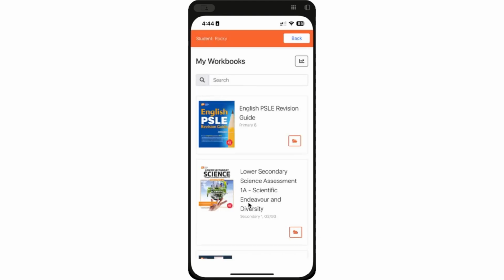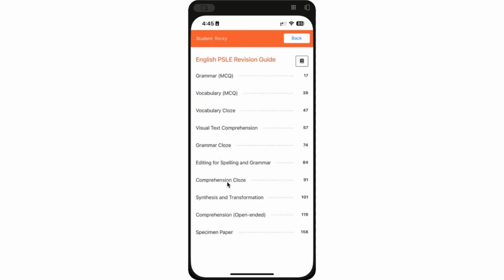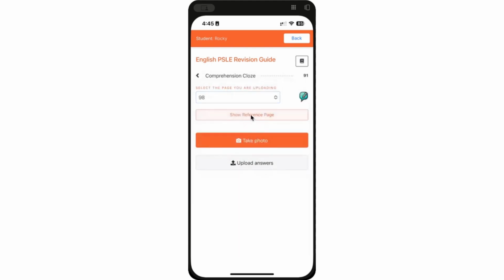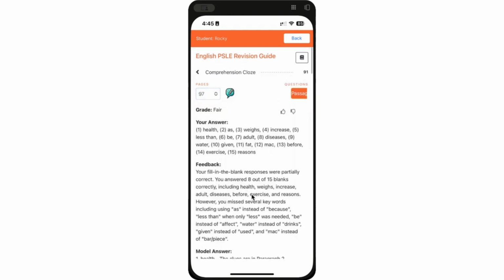Now, again, it's your lead on how this works. You could say, everybody get out the English PSLE revision guide. Hopefully they brought it along. Let's go to pages 98, 99, and 100. We're working on those today. So that's what they will do. They will go into page 98, 99, and they will make sure they're on that same page, and they'll take a picture of that page, or you will take a picture of that page for them, and it will be uploaded. And the quality of the feedback that comes back is really quite astounding.